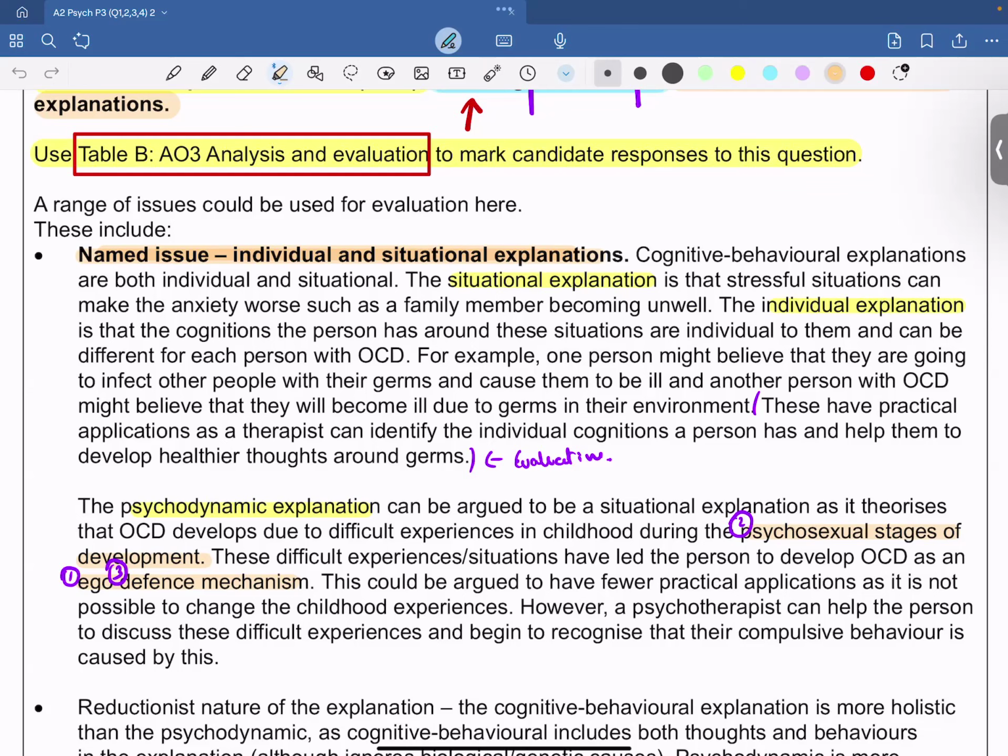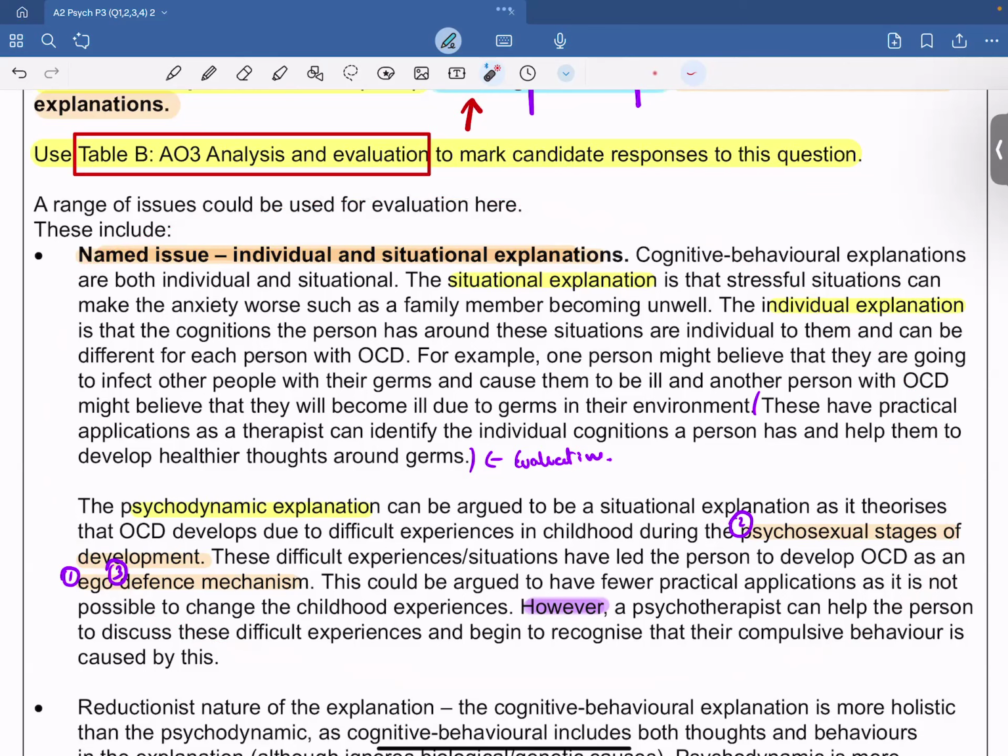Now, this 'however' part helps you with better evaluations too. This shows that you are letting the examiner know that you're aware of both possibilities, and you do not sound very deterministic, which is a really good thing. So, however, a psychotherapist can help the person to discuss these difficult experiences and to begin to recognize that their compulsive behavior is caused by this. Now, you could use this as an example. If you want to use something else as an example, it's totally at your discretion.